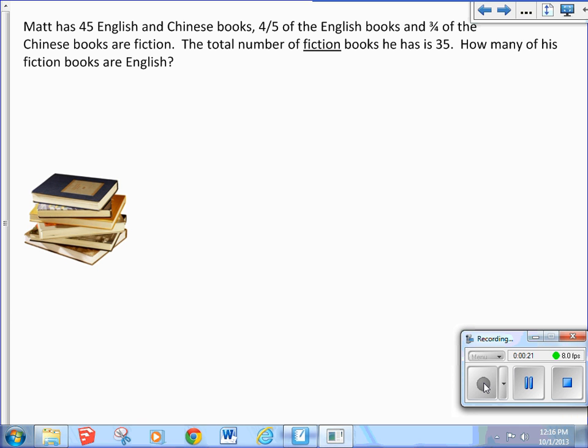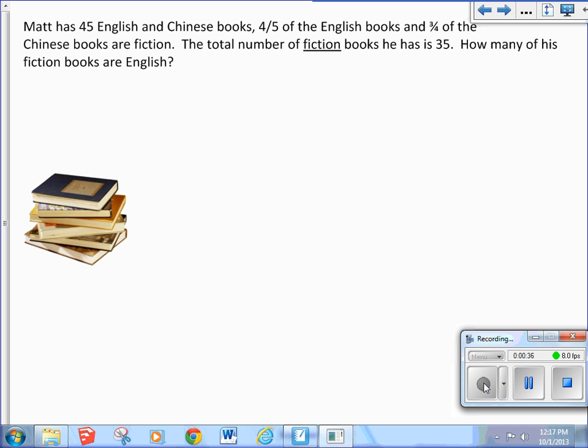Matt has 45 English and Chinese books. 4/5 of the English books and 3/4 of the Chinese books are fiction. The total number of fiction books he has is 35. How many of his fiction books are English?